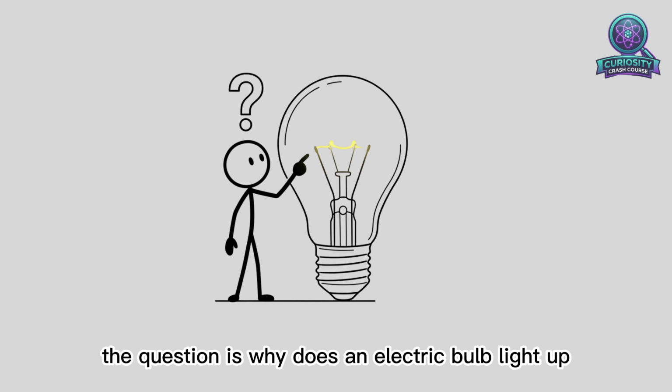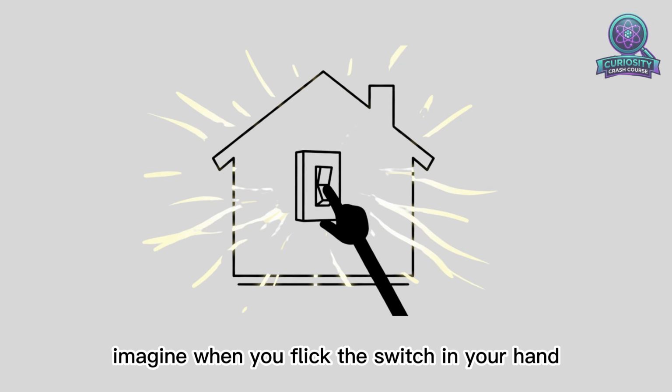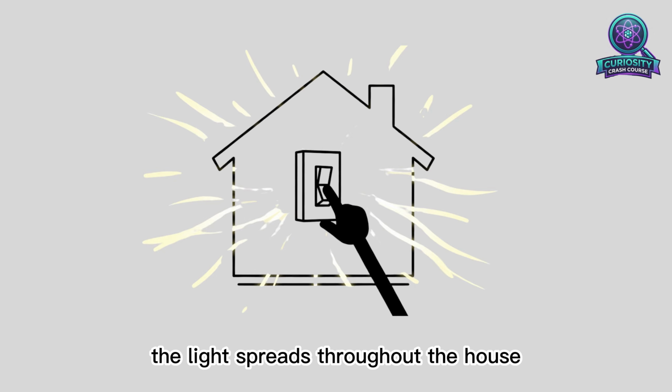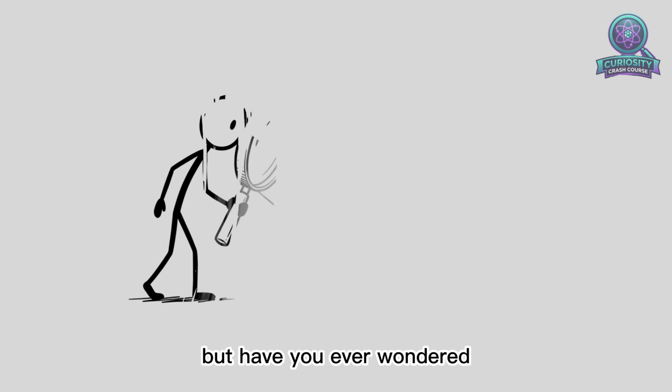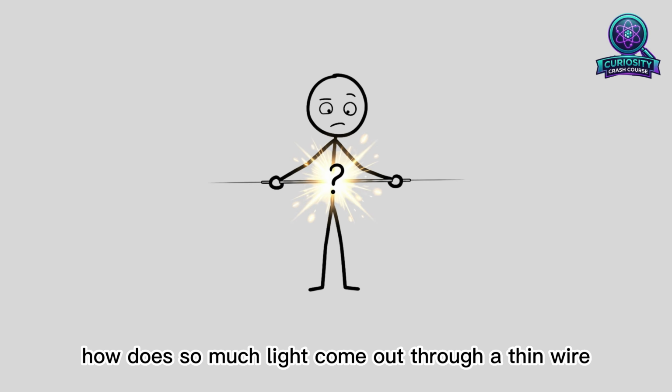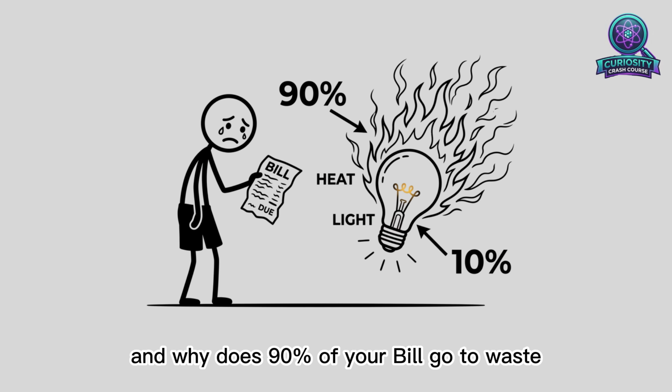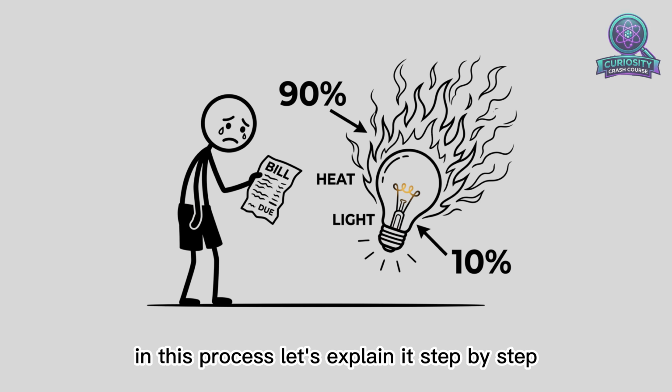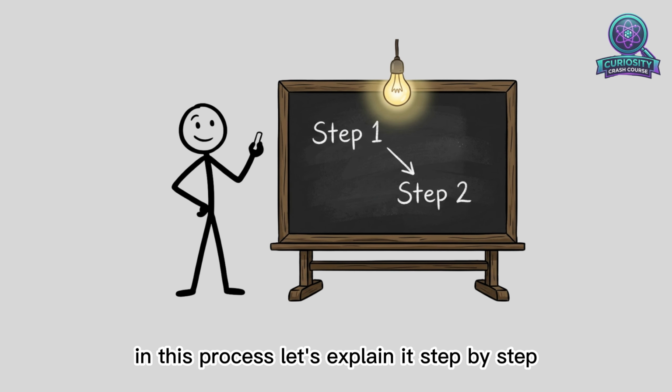The question is, why does an electric bulb light up? Imagine when you flick the switch in your hand, the light spreads throughout the house. But have you ever wondered what happens behind this 0.05-second event? How does so much light come out through a thin wire? And why does 90% of your bill go to waste in this process? Let's explain it step by step.